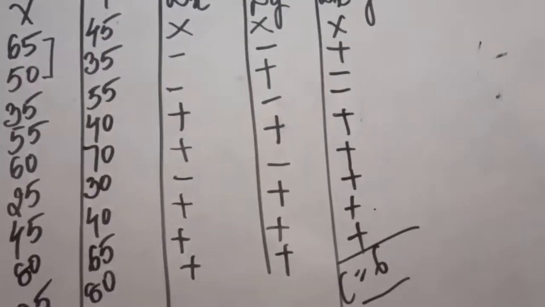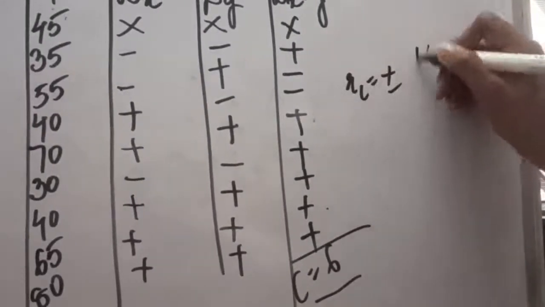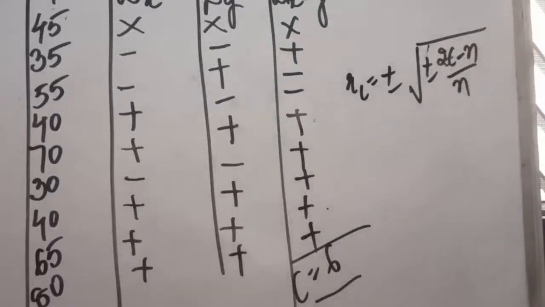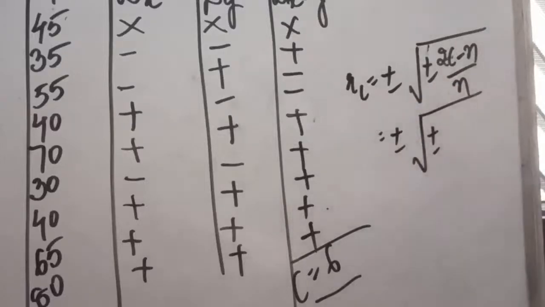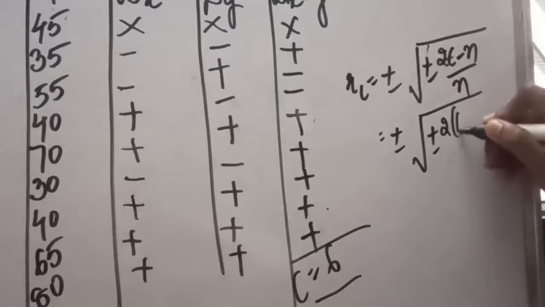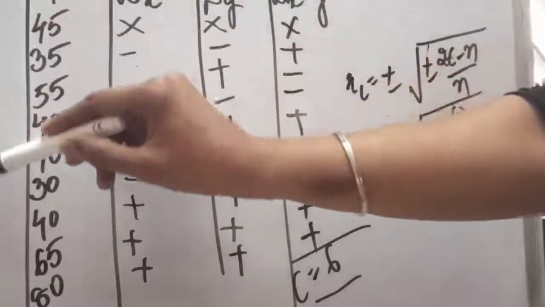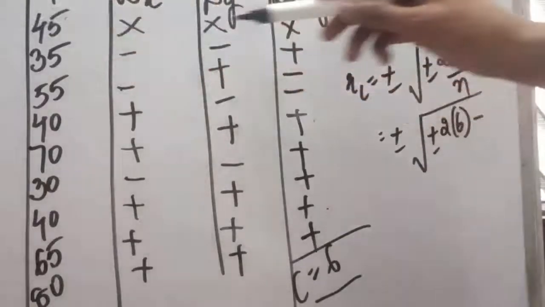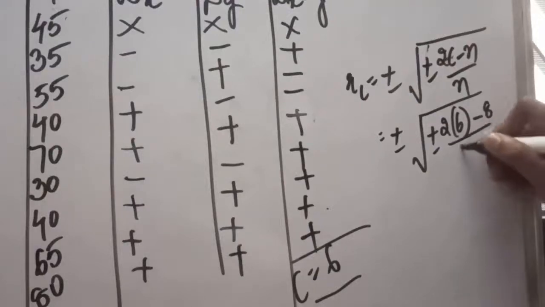Now finally we will put in the formula that you saw initially, that is r_C equals plus minus square root of (2C minus n) upon n. This plus minus is nothing, just to solve this. So 2C, C is here 6, minus small n. I told you small n is capital N minus 1. The number of observations is 9, so 9 minus 1. Why are we deducting 1? Because the first value's change we could not consider. So 9 minus 1 is 8, so it will be upon 8.